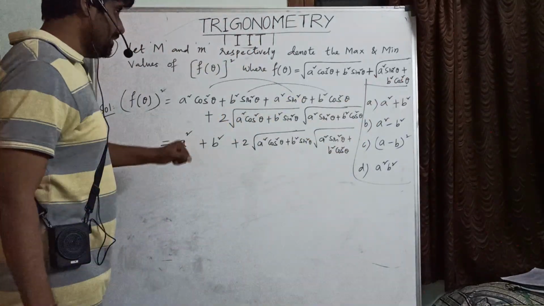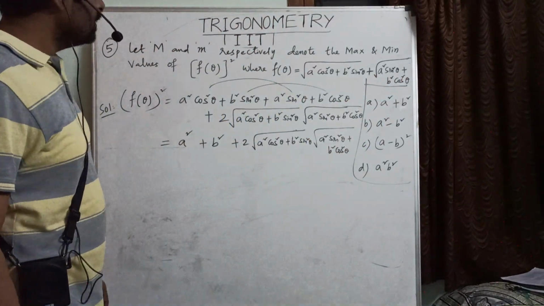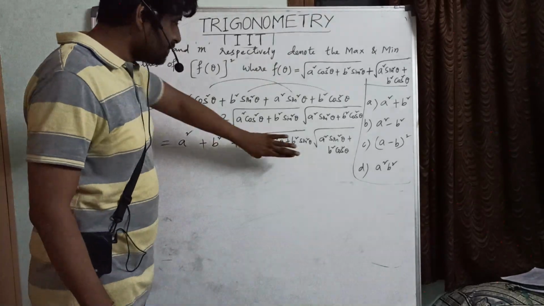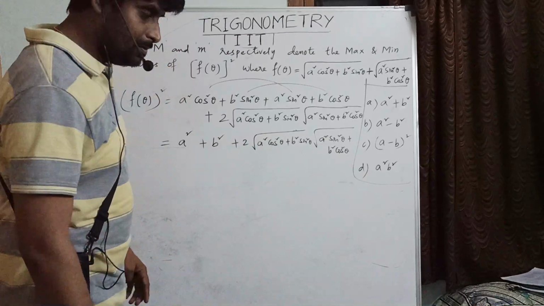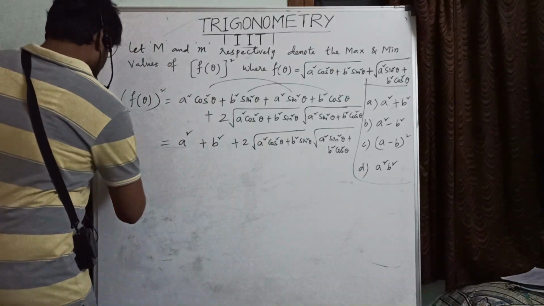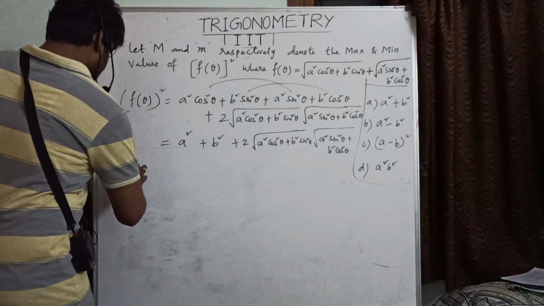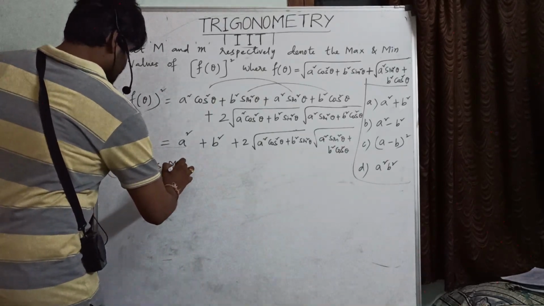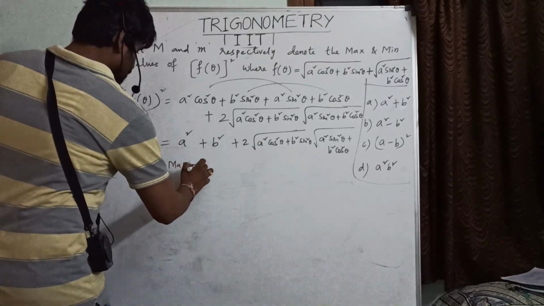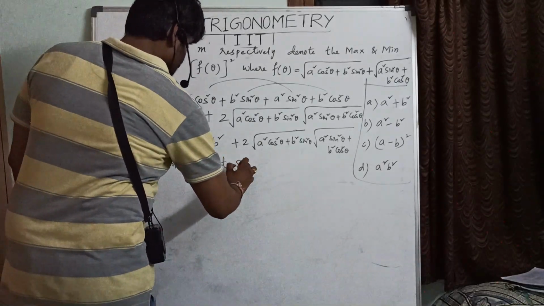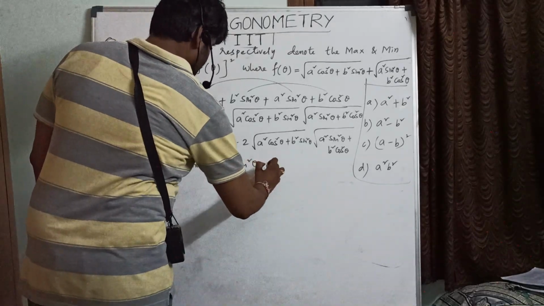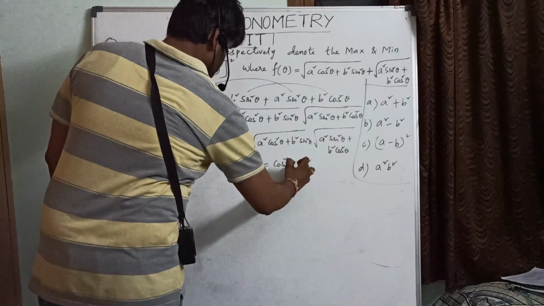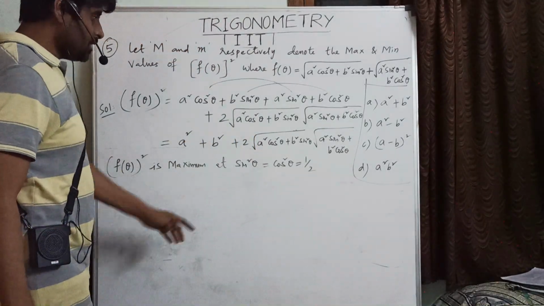Okay. So now tell me, from this we cannot go forward to simplify. As I told you, when this expression gives maximum value, f of theta whole square is maximum at sin square theta equal to cos square theta equals 1 by 2. Now substitute 1 by 2 there.